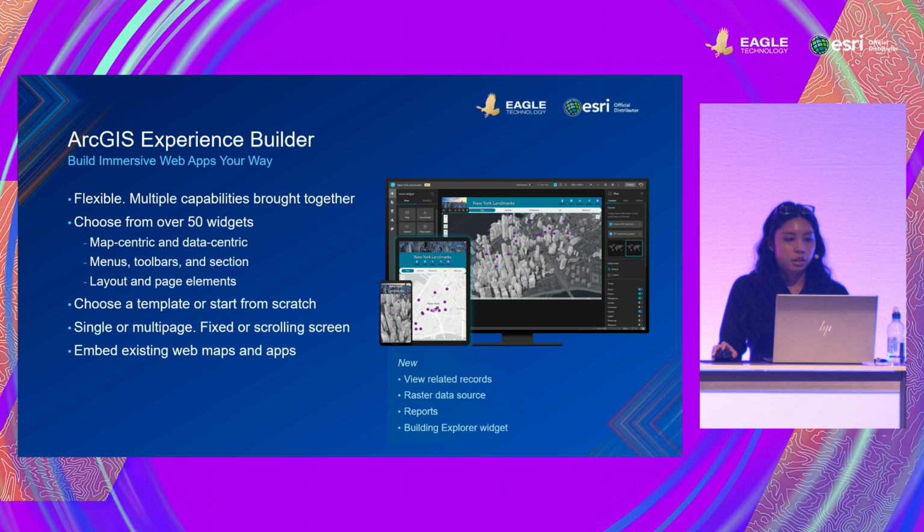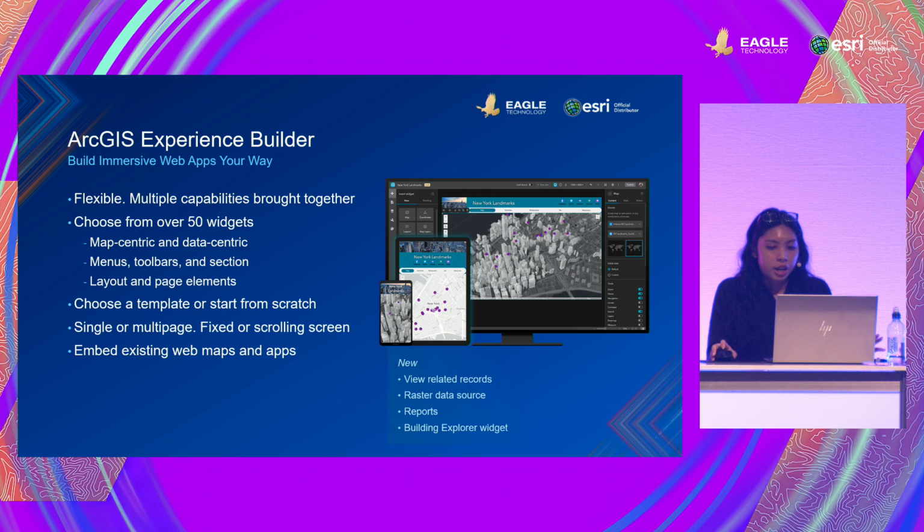You've also got flexibility when designing in Experience Builder. It can be as dynamic as you need, and it allows you to choose between a fixed one-screen layout or a scrolling one, or even a multi-page experience with tabs. So this adaptability ensures that your app can fit different content and user interaction needs seamlessly.